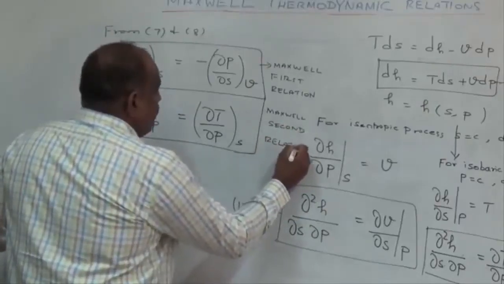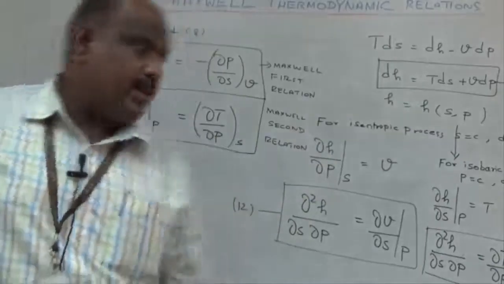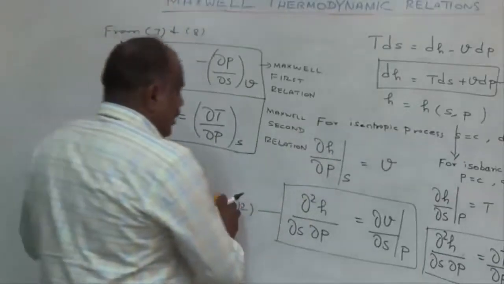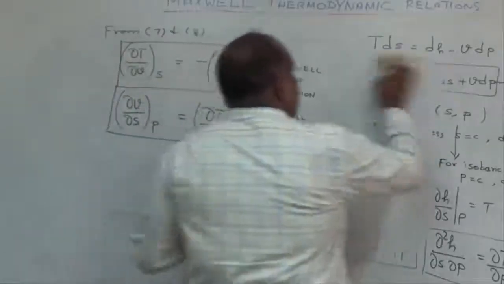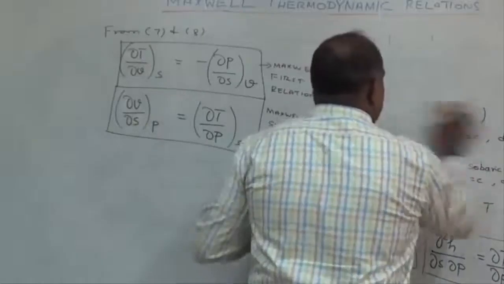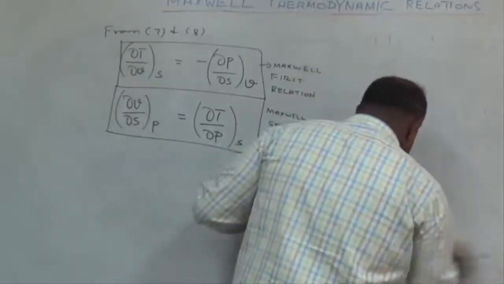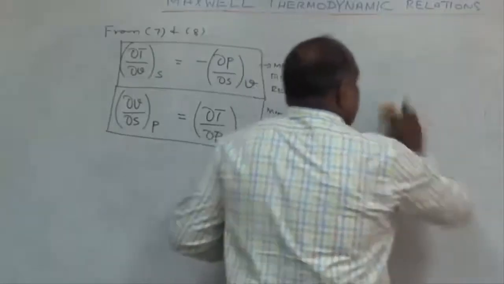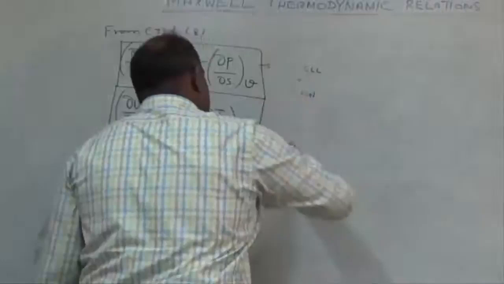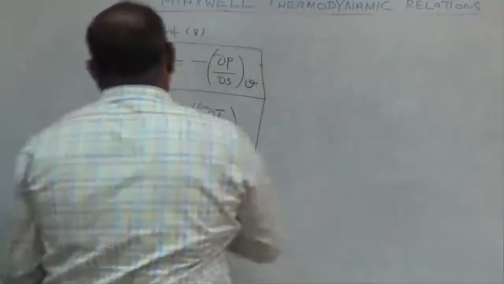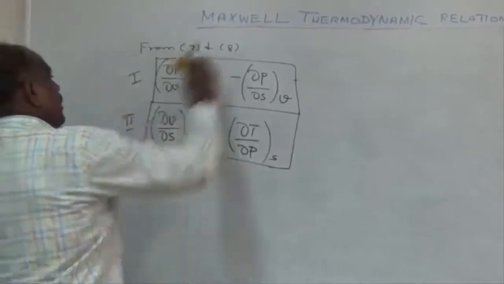It's very simple to derive. Maybe I am taking more time to derive, but once you understand, we can derive it within 5 minutes. Now let us proceed further to derive Maxwell's third relation and fourth relation. So this is the first one, this is the second.